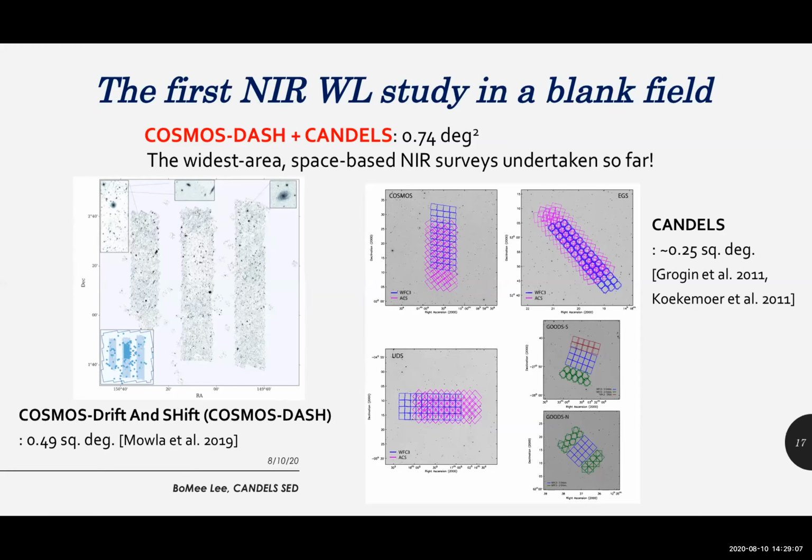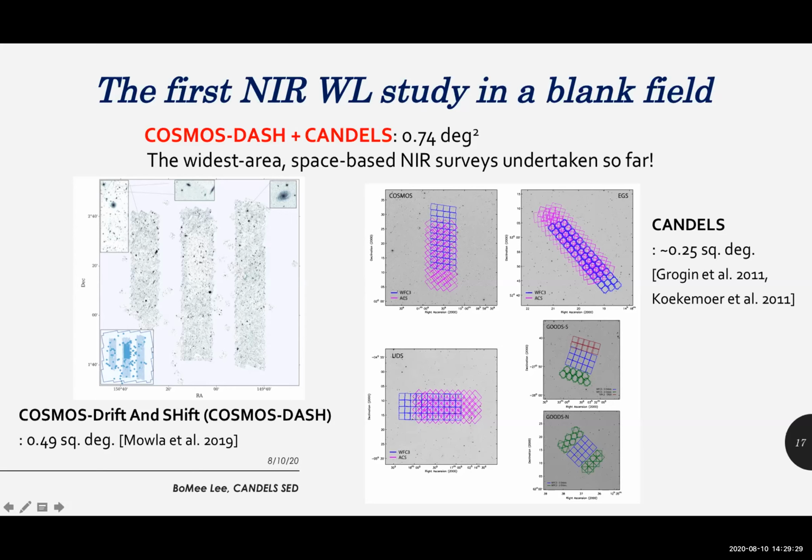in the F160W filter, which is the H-band. It covers an area of 0.49 square degrees in COSMOS. It uses the drift-and-shift observing mode, called the DASH technique, which utilizes only the gyro for guiding, not the guide star acquisition per pointing like CANDELS.